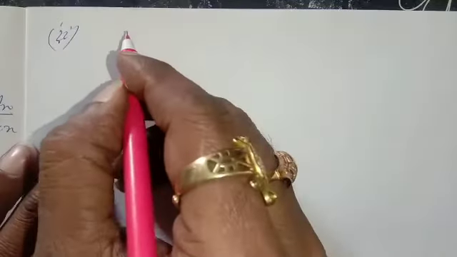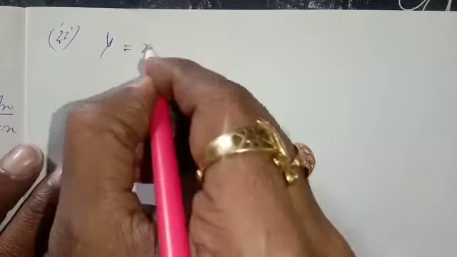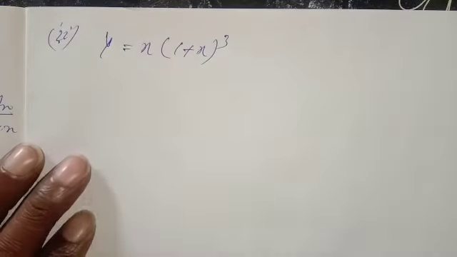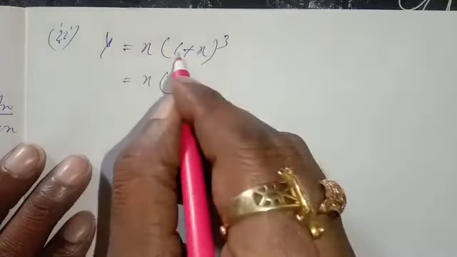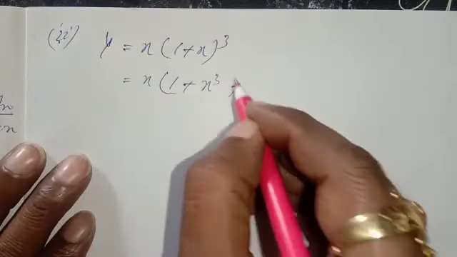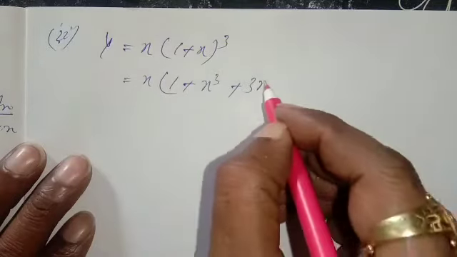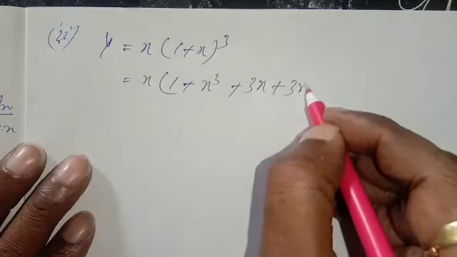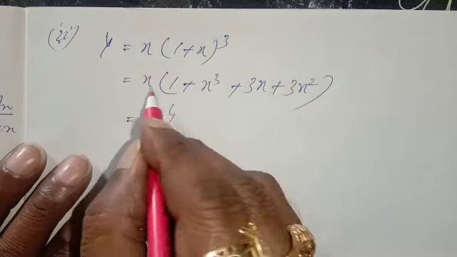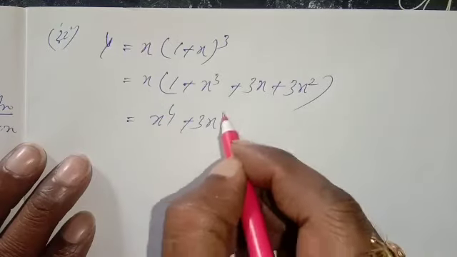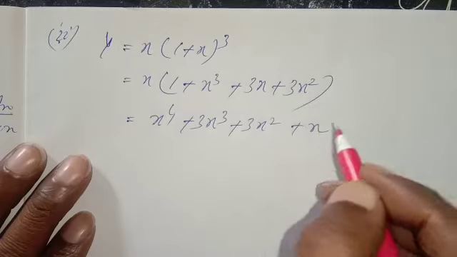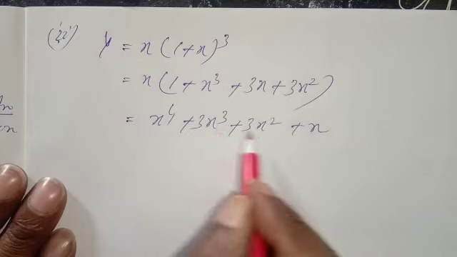See, number 7, second part, it is given y is equal to x into 1 plus x whole cube. Here we have to break it using the a plus b whole cube formula: a cube plus b cube plus 3a square b, that is 3x, plus 3ab square, that is 3x square. After that, you multiply this x inside. This will be x to the power 4, plus 3x cube, plus 3x square, plus x. I am arranging in decreasing order of power.